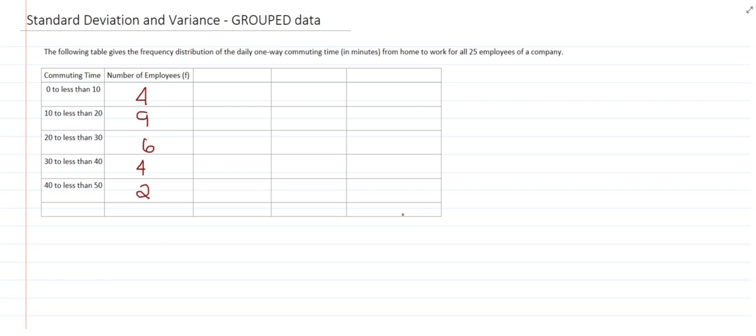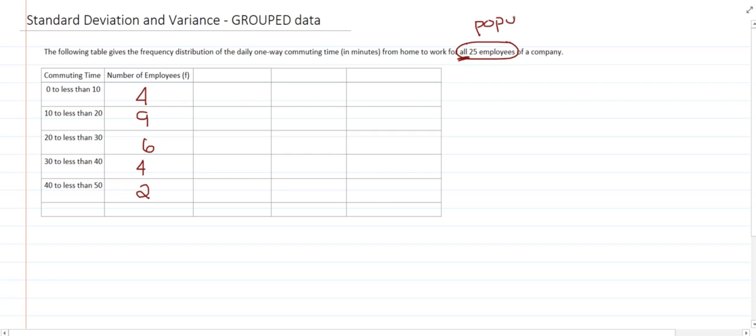So let's get started. First of all, we need to know what type of formula we're using. So we want to start with the standard deviation, and that is going to be dependent on whether I'm using a sample of data or a population. And when I'm reading through this question here, it tells me that it's all 25 employees. So that keyword there is all. That is going to be a population.